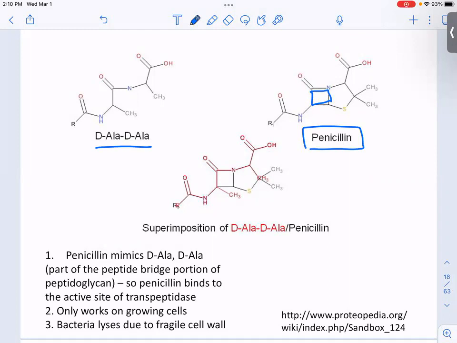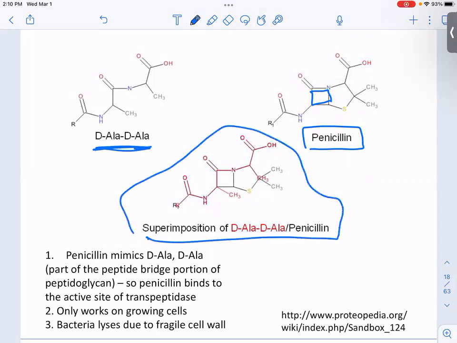And if you look at the structure of D-ala, D-ala, and the structure of penicillin, and you superimpose the two, they fit right on top of each other. So actually, the penicillin binds where the two alanines typically bind. And that's the transpeptidase. So I tried to write this out here. Penicillin mimics those amino acids. So basically, penicillin binds to the active site of transpeptidase.